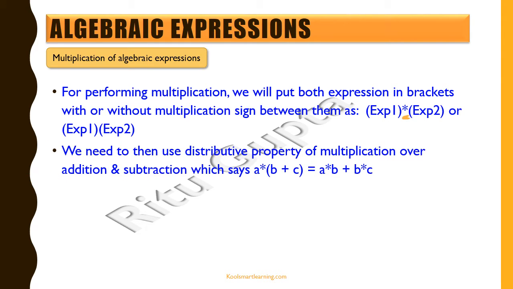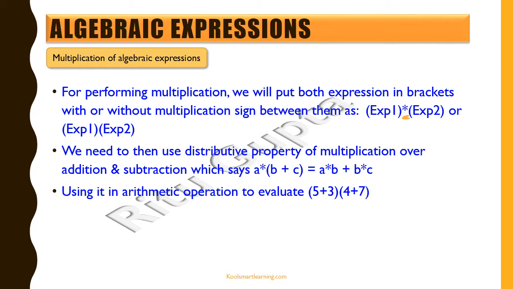So we need to then use the distributive property of multiplication over addition and subtraction, which says a multiplied by, within brackets, b plus c is equal to a multiplied by b plus a multiplied by c. So we're going to use this distributive property of multiplication over addition and subtraction to get the final product. Let's see how we'll do that.